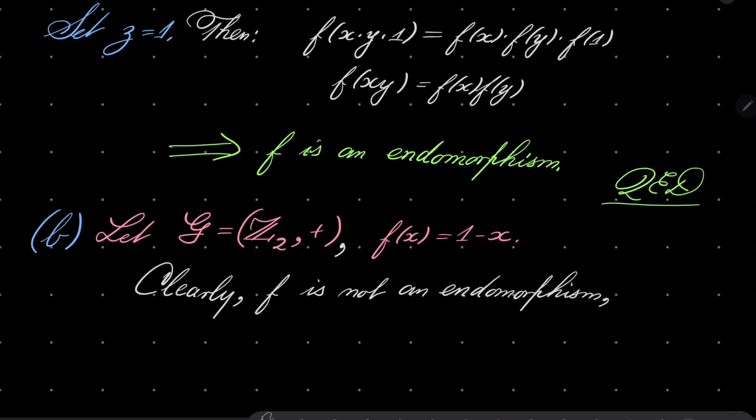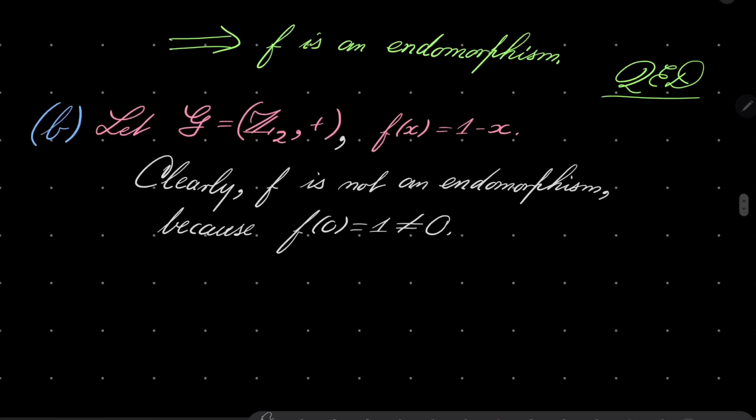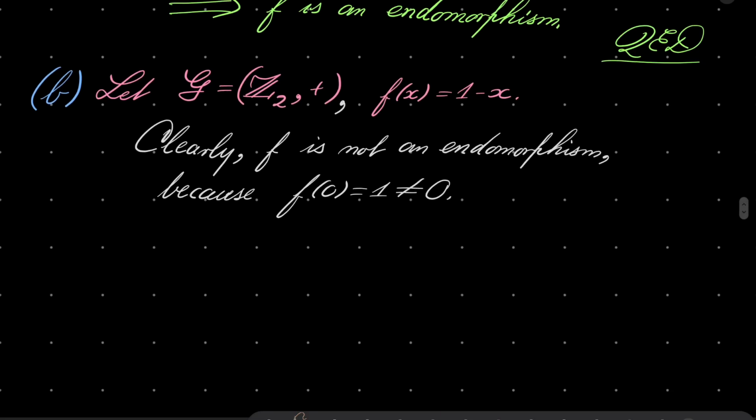Why? Because f(0) is 1 and not 0. And it should be 0. Alright, but does this function satisfy our condition, namely f(xyz) equals f(x)f(y)f(z)? Well, let's verify it. We have only 4 cases to verify. Notice our group is commutative, so we have only 4 cases.